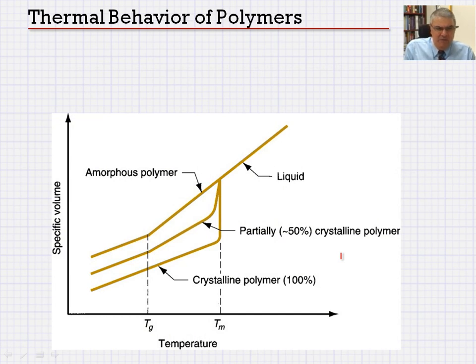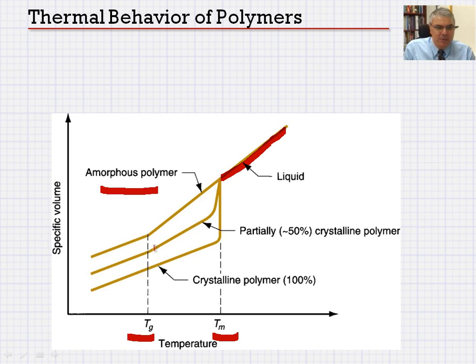The thermal behavior of polymers is the concentration on this particular slide. So let's take a look at this graph that shows specific volume on the y-axis, the vertical axis, and the temperature on the horizontal axis. You see there are two temperatures here, T sub G and T sub M. They're important temperatures because they pretty much give us different regions of the curve. Above T sub M, as you can see, for an amorphous polymer, this would be completely liquid.